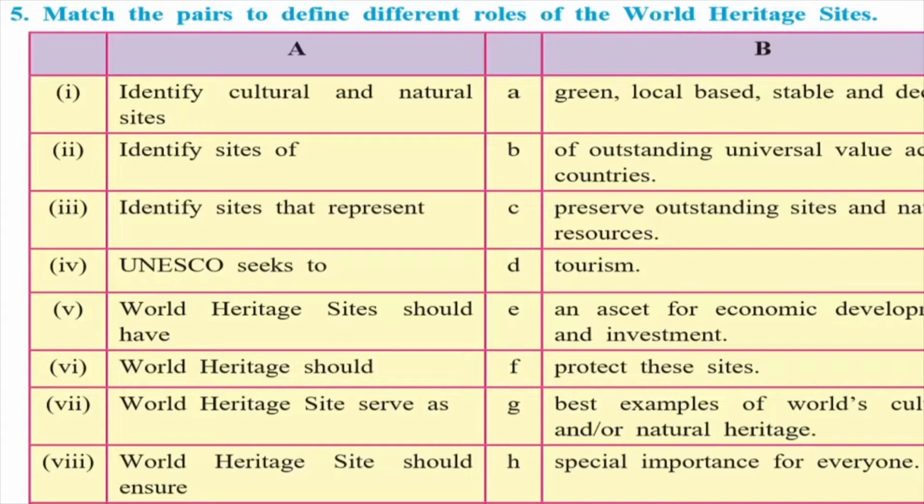Now this is a direct image of your textbook, children. There are certain little spelling mistakes, so we will ignore them, because we know what the right spellings are. So see, we have a side A and a side B. So identifying cultural and natural sites. So who does that? Or why do we do that? Sites which are of outstanding universal value across countries. Okay, so these are the roles of the World Heritage Site. This is what the World Heritage Site does. They identify the cultural and natural sites which are of importance universally across nations.